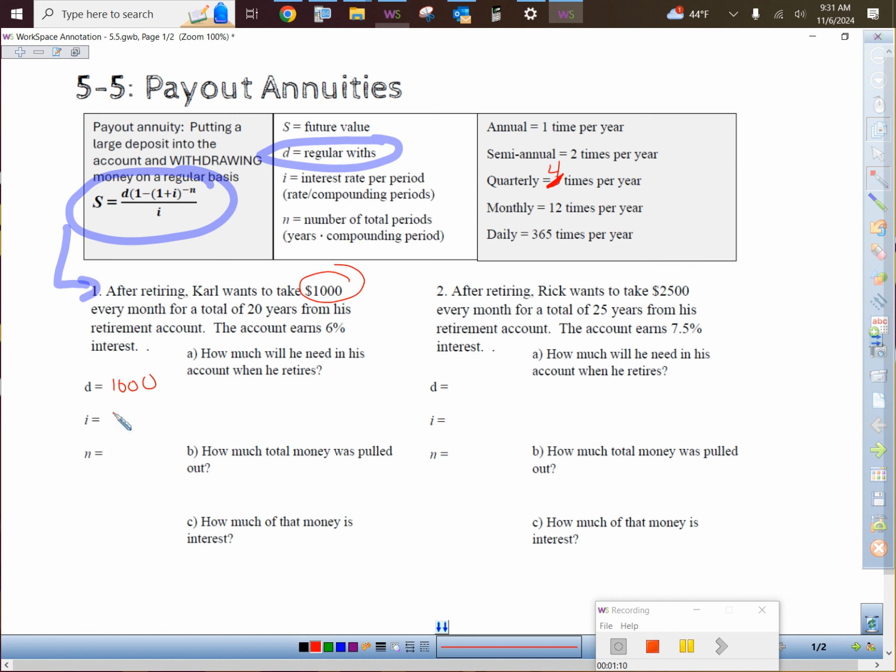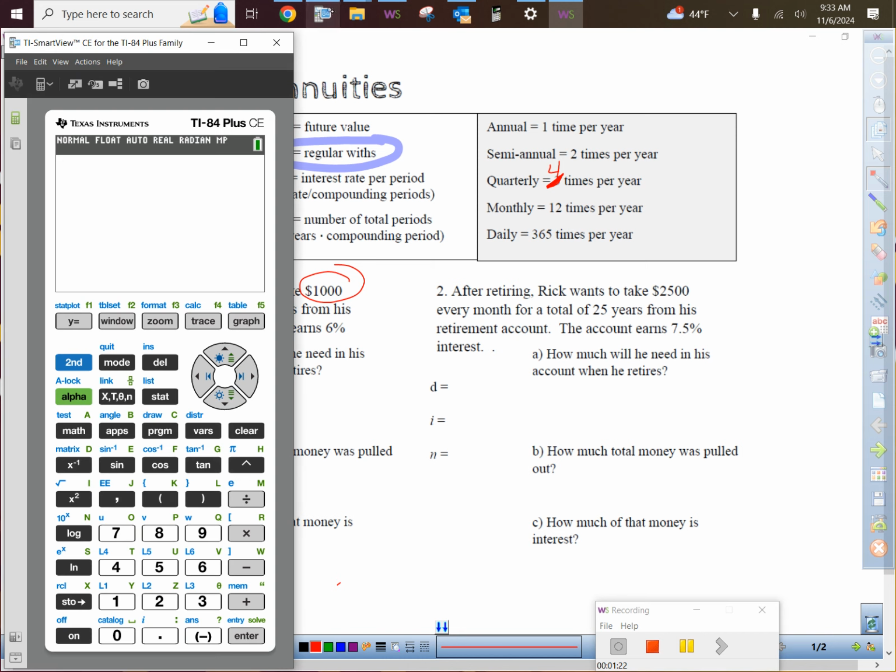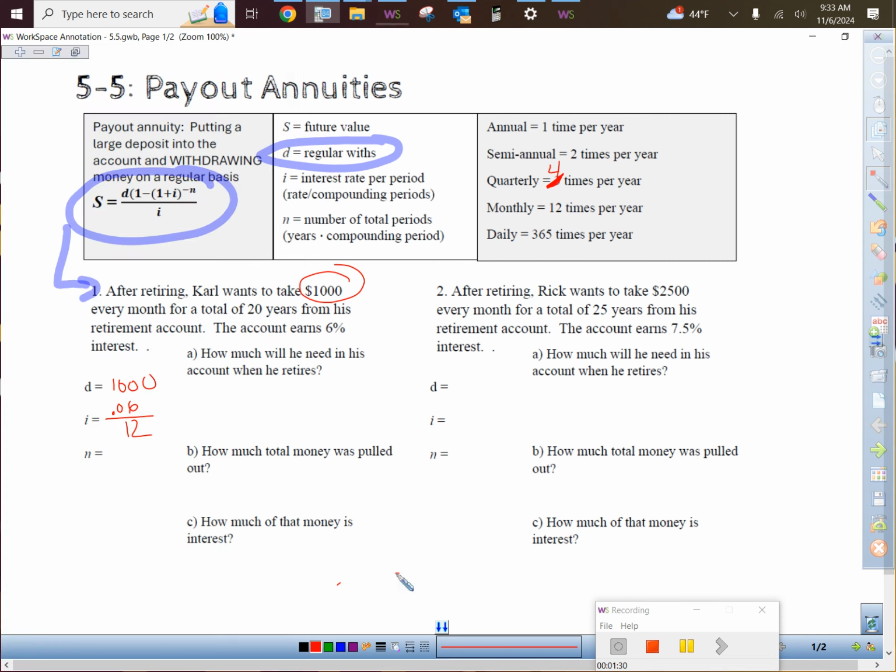I is the same thing as we've been doing all chapter long. It's our interest rate, which as a decimal, 6% is 0.06, divided by 12 because of months. So same old story. Let's punch that in. What's 0.06 divided by 12? And then we won't round it off, 0.005. And N is the same thing as before, years, time, compounding periods. So he wants 20 years, because they said it right here, and they're doing it monthly, which is 240.